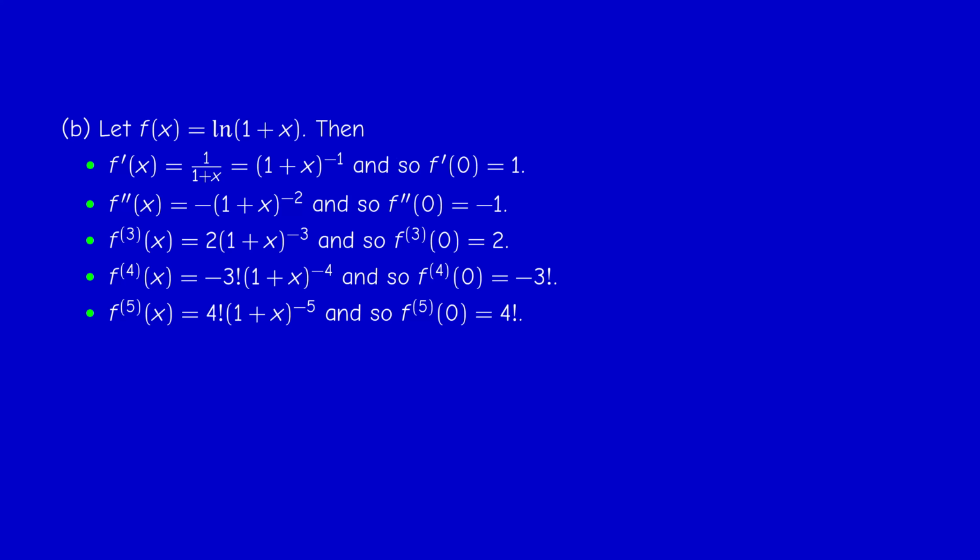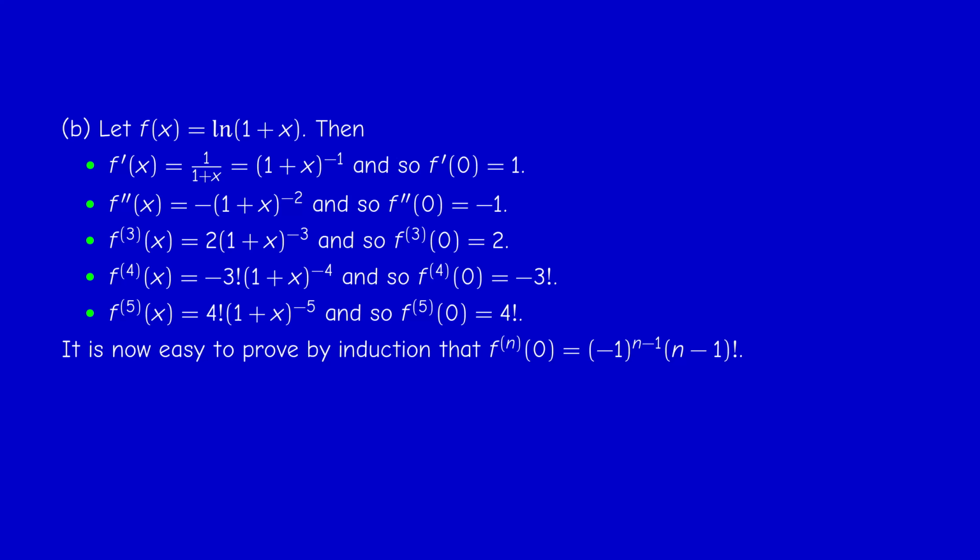So what is the pattern? In general, f^(n) at 0 is (-1)^(n-1), which is either plus or minus 1, times the factorial of n minus 1. Okay, you can prove this by induction if you like, if you are not convinced, but you need a formula for this. So the formula is f^(n)(x) is (n minus 1) factorial times (-1)^(n-1) times (1 plus x) to the power minus n. Right? So you can prove it by induction if you like.